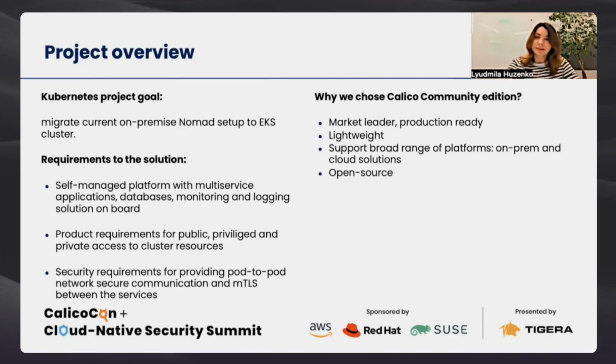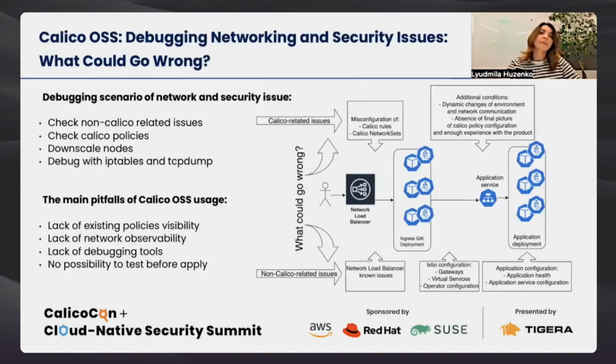So let's go with the story of why we moved from Calico open source to Calico Cloud. What is the story behind the spoiler? We started with the installation of Calico open source in our Kubernetes environment. We read the documentation, we created a POC, and then started to manually create all the tools and the rules for Calico policies.